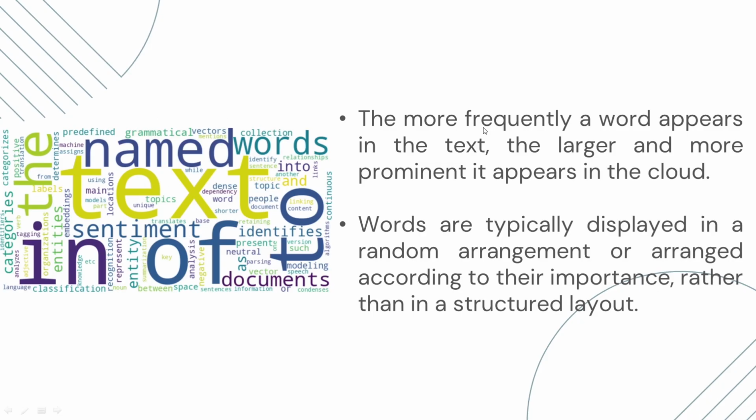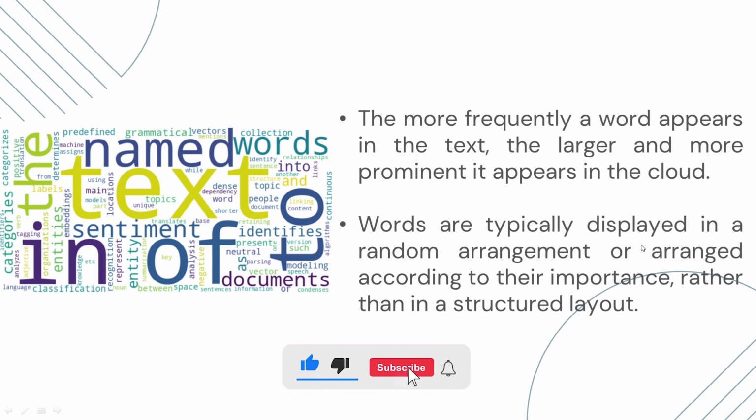The more frequently a word appears in the text, the larger and the more prominent it appears in the cloud. In this word cloud, you can see there are some words which are very large and some words which are very small. The words which are very large occur more frequently in that particular sentence or document, and the words which look very small are the ones that occur very rarely in the particular document.